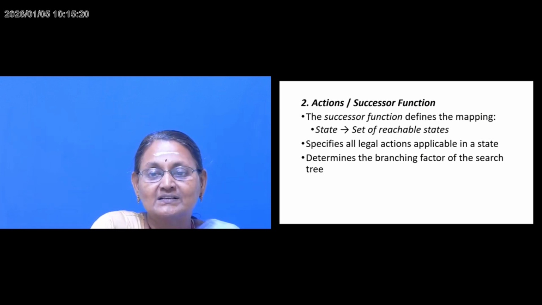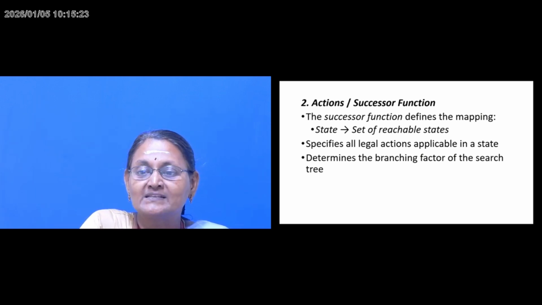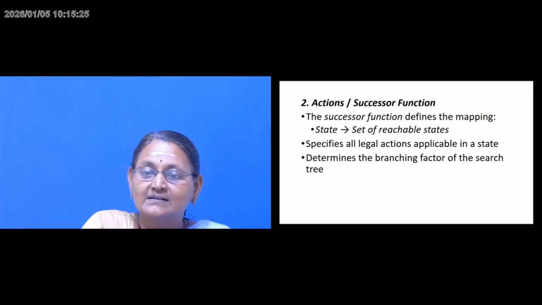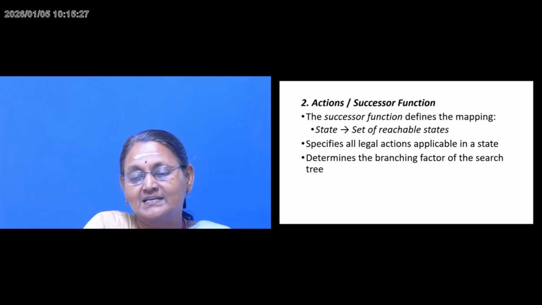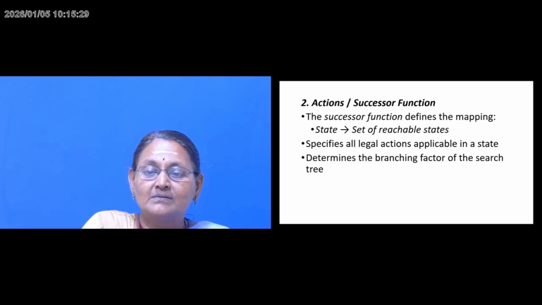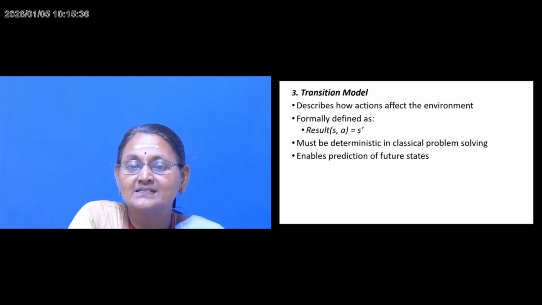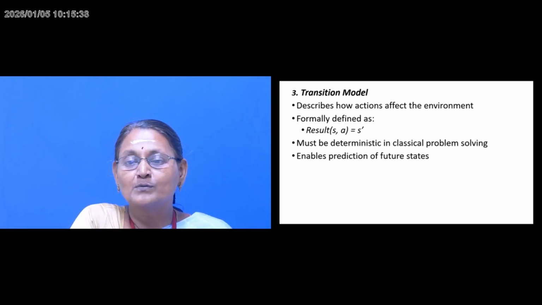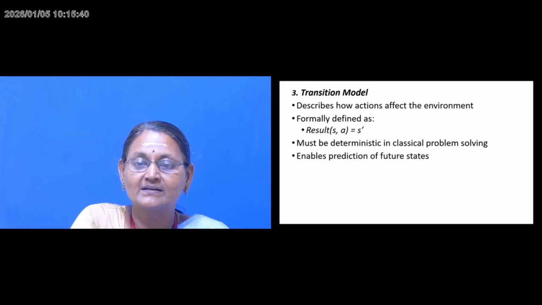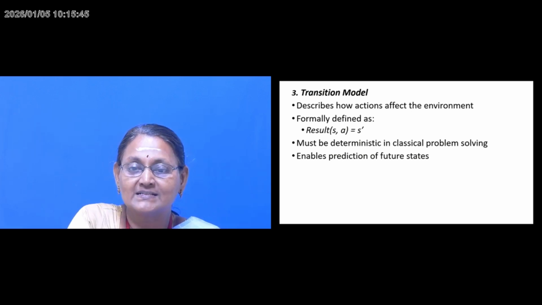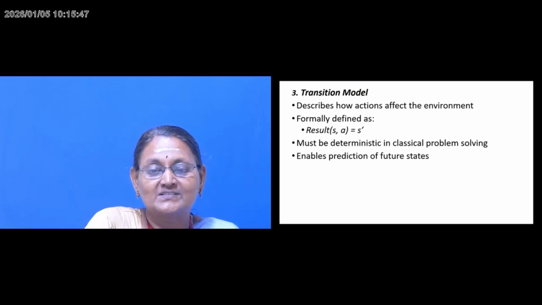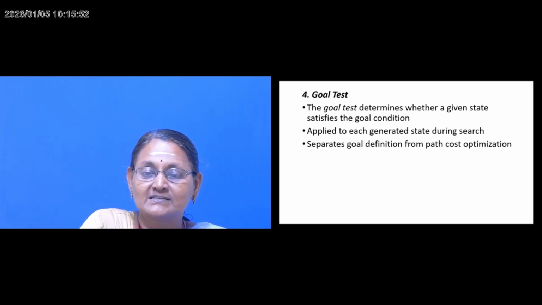The actions or successor function defines the mapping of reachable states from the initial state. This specifies all legal actions applicable in a state and determines the branching factor of the search tree. The transition model describes how actions affect the environment. Normally, it is defined as Result(S, A) = S', which must be deterministic in classical problem solving and enables prediction of future states.